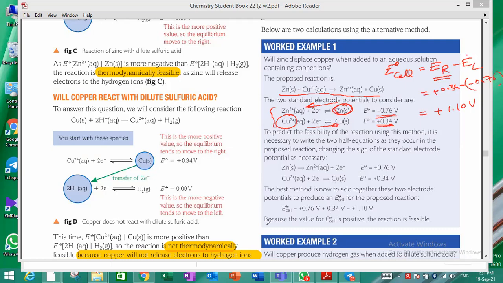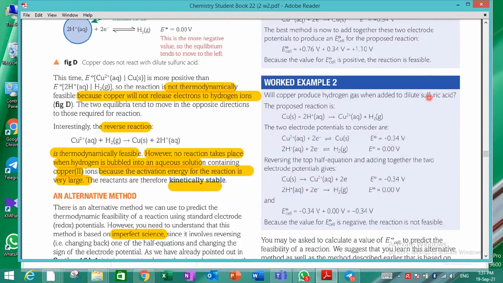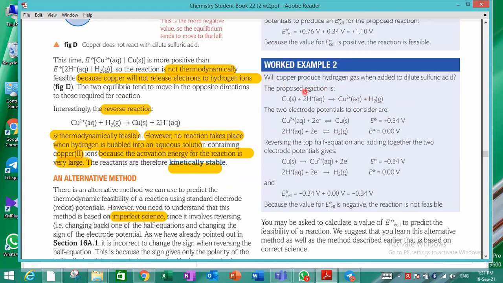Right. Let's see another worked example. It says, will copper produce hydrogen gas when added to dilute sulfuric acid? This is copper and this is sulfuric acid. Will it produce hydrogen gas when added to sulfuric acid? We said that we are going to arrange, of course, the one with the less positive upward and the other downward. We will see that it's the hydrogen gas that is going to react with the copper ions, not the opposite.